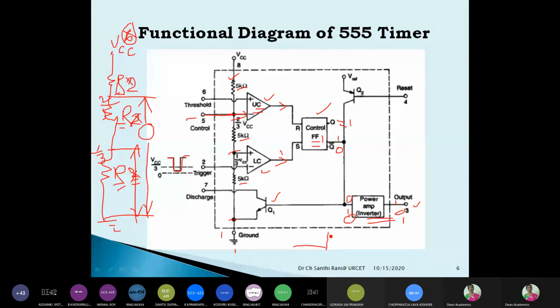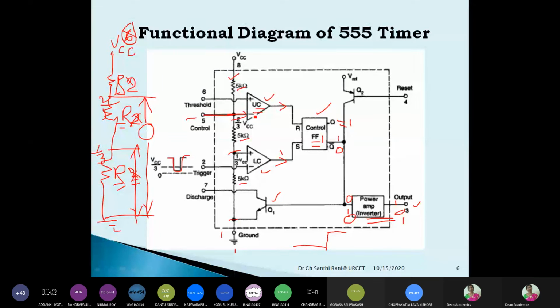So now, how long will the output stay at 1? When does the output of the flip-flop change? Let us see now. So I think from this you understand that when we give a trigger pulse at the input of the lower comparator, when the pulse is greater than the reference voltage, then the lower comparator sets its output as 1. Right? So how long will this be 1? Let us see. Now you come to this upper comparator.